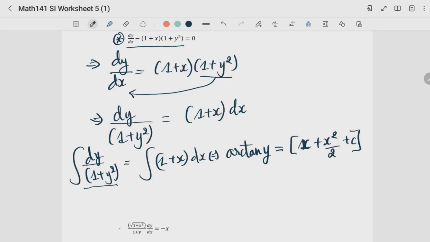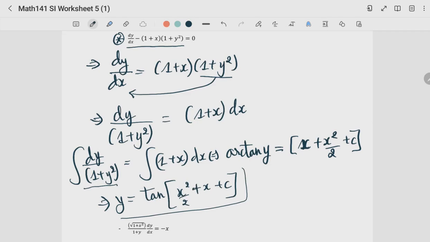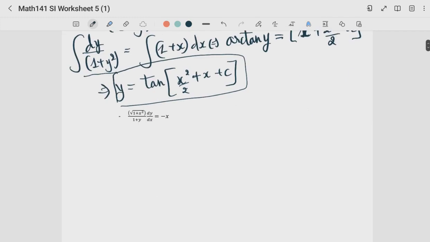So then we express this expression in terms of y. So if arctan of y is equal to that, y is equal to, therefore, tan of x squared over 2 plus x plus c, right? So that is the final answer. So hopefully this makes sense. Let's move on to the next one.